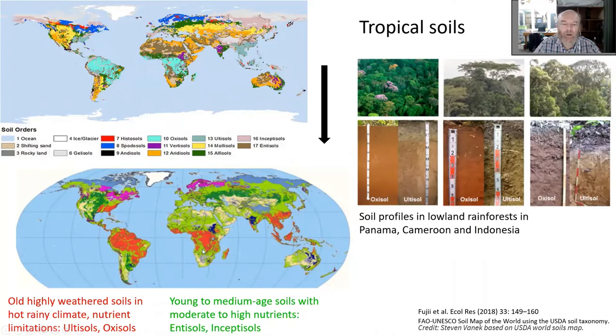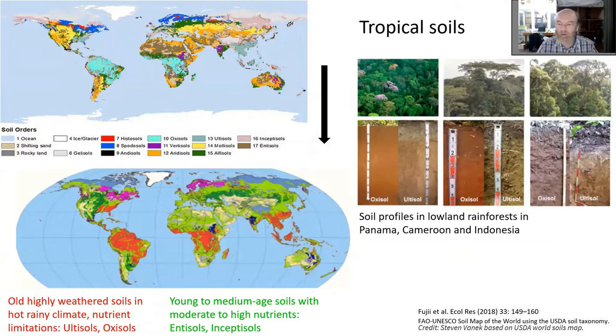One, in red here, are highly weathered soils in hot rainy climate with nutrient limitations, which pedologists call ultisols or oxisols. And then in green, we have young to medium age soils with moderate to high nutrients, entisols, inceptisols. Okay, I think we will stop there.